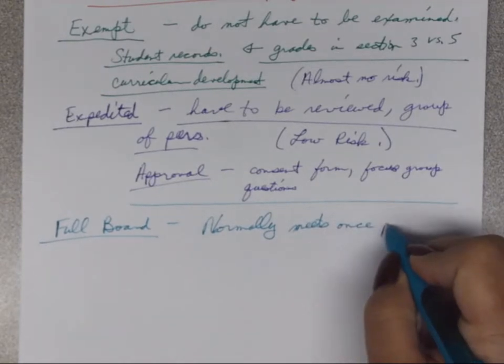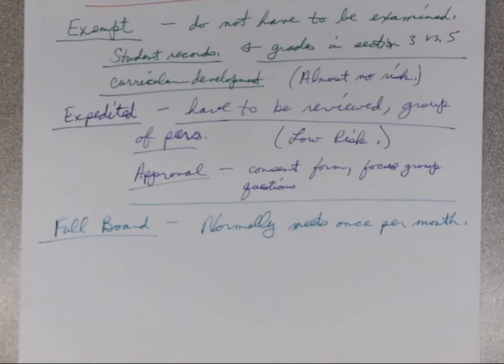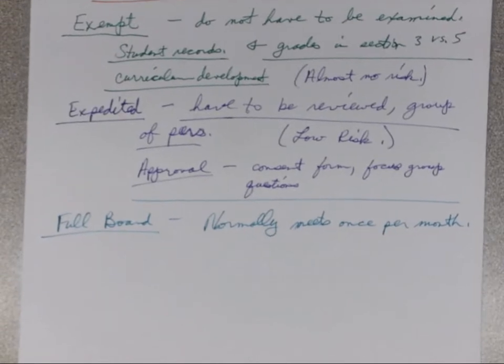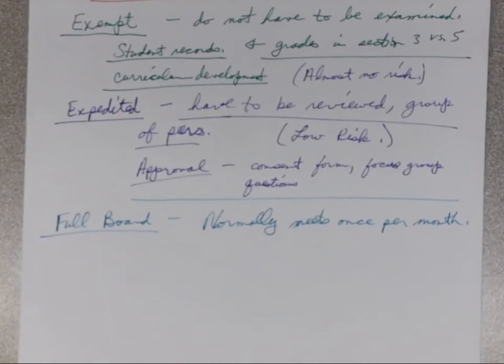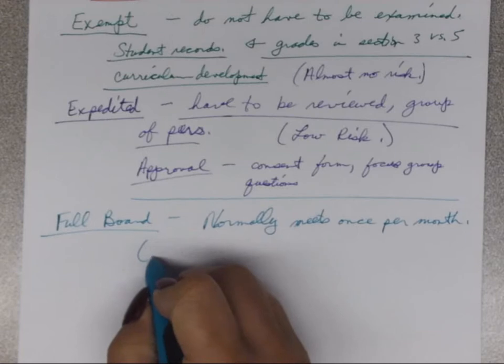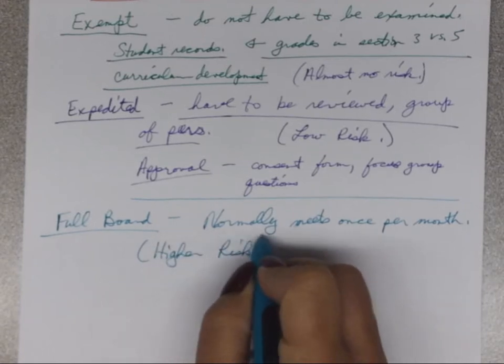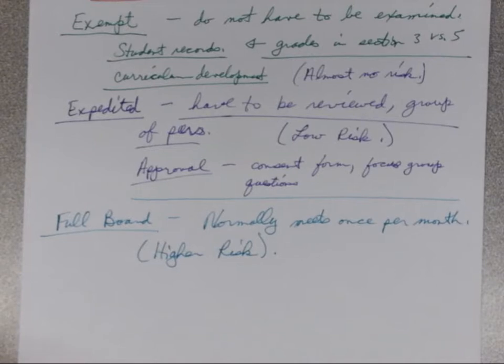And there are deadlines. So, for instance, if they're going to meet on the 15th of this month, then they probably want everything in by the 1st of the month so that they can review it. Everybody can have a chance to look at it before they meet. And if it's a full board, then they automatically know there's a higher risk involved. So if they know that there's a higher risk involved, they want to really make sure everything's okay.